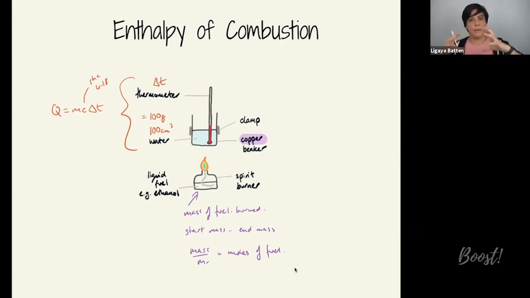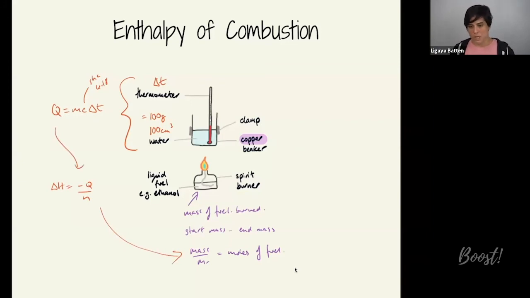So the top part of that, I sort of like to think about it as separate, in top and bottom. The top part of that gives us our Q value, and then we want to put our Q value into delta H equals minus Q over n. So the moles of the fuel is our n, and obviously we take the minus Q from the first part of the equation.